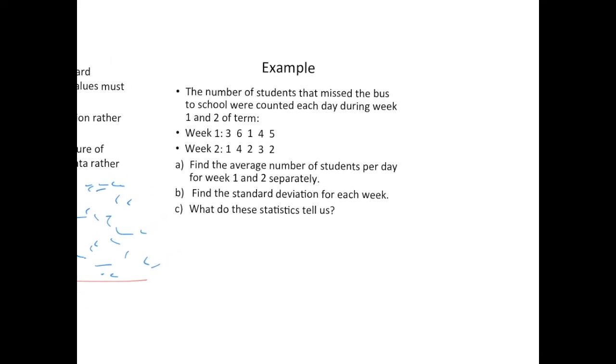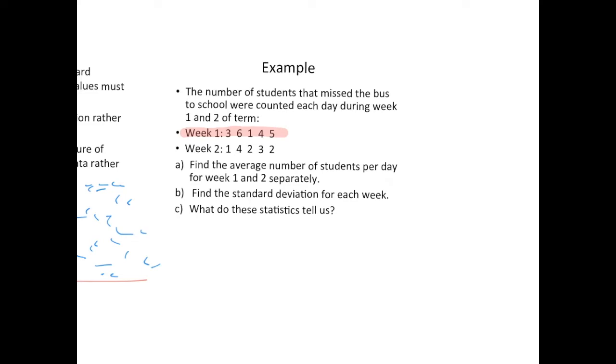Okay, ready? The number of students that missed the bus to school were counted each day during week 1 and 2 of term. So in other words, what does it even mean? So week 1, let's just focus on week 1. Can anyone interpret the data? What does 3 probably mean to you?